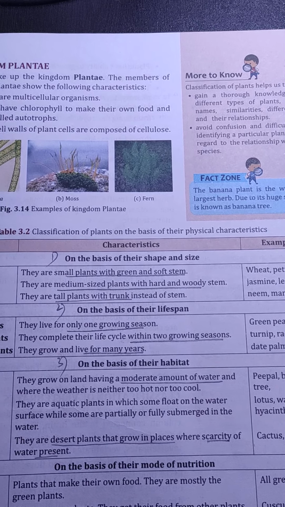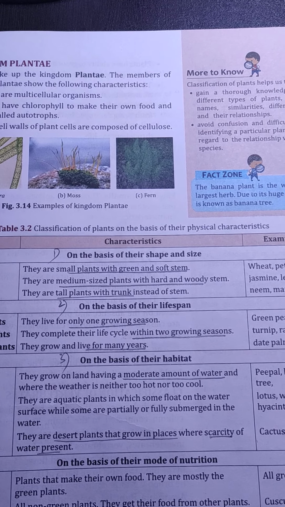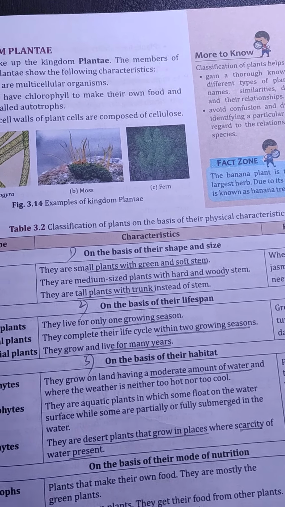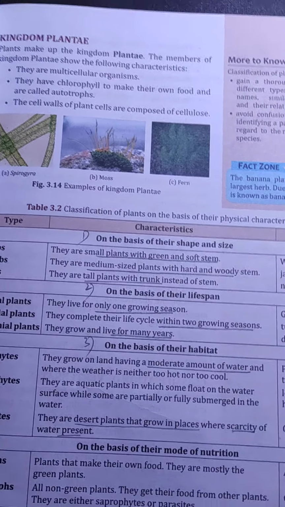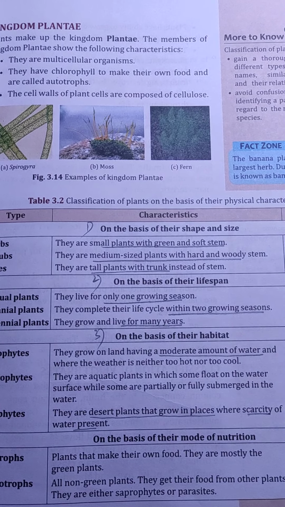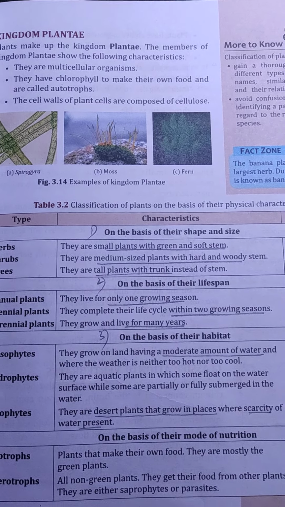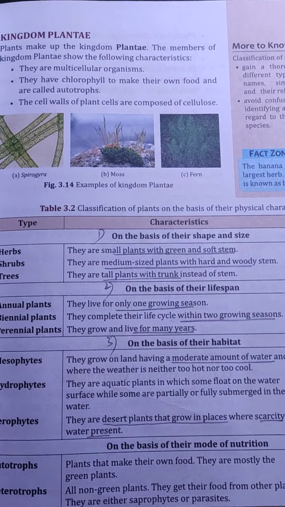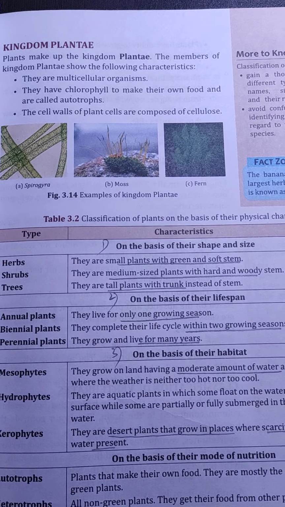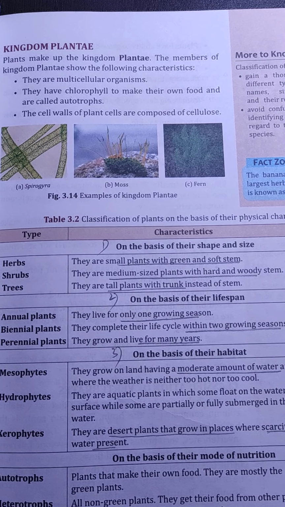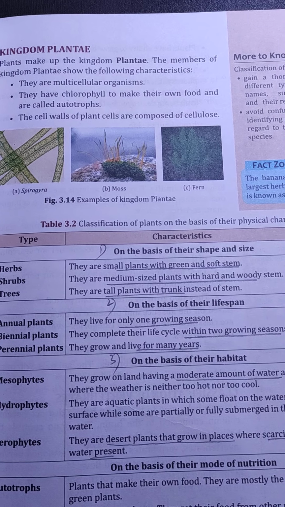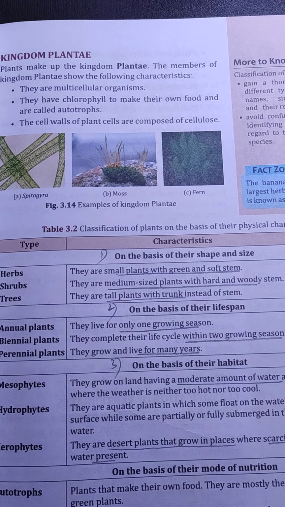Okay, now come to the new topic, that is classification of plants on the basis of their physical characteristics. On the basis of characteristics, first is the shape and size. First we'll discuss the different types of plants on the basis of their shape and size. See, we see different types of plants in our surroundings. Some are big, some are small, some are delicate, even some are strong.